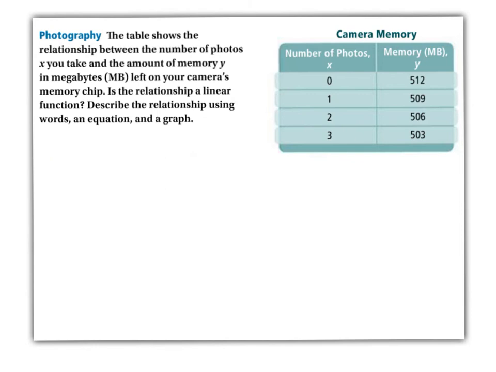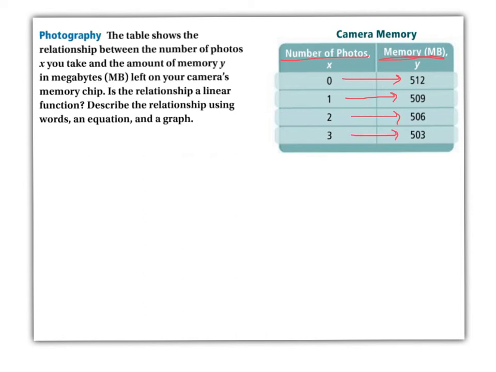Okay, so last piece here, it says the table shows the relationship between the number of photos you take, that's the independent variable, and the megabytes left on your camera chip. Okay, so that's the independent variable, this is the dependent variable. Is the relationship linear? So describe the relationship using words, an equation, and a graph. So what's happening here is that when you have taken 0 photos, you have 512 megabytes left. After you've taken 1 photo, you're down to 509. After you've taken 2, you're down to 506, and after you've taken 3, you're down to 503.